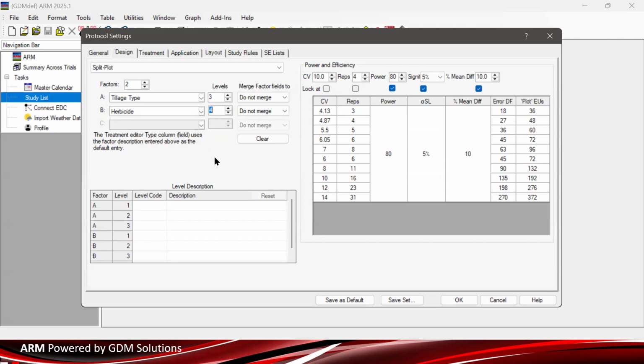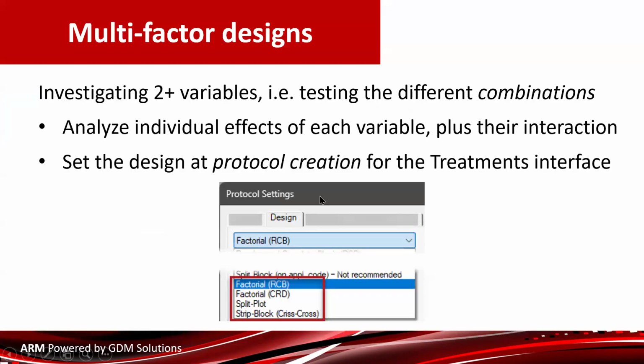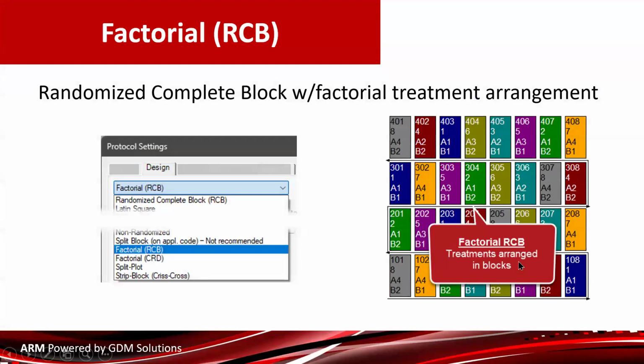Okay, before I get too far with this protocol, let's go back to my slides. Just want to run down some definitions of these different designs here. So the first one is the factorial RCB. Or you kind of rearrange that. It's really a randomized complete block design with a factorial arrangement of treatments.